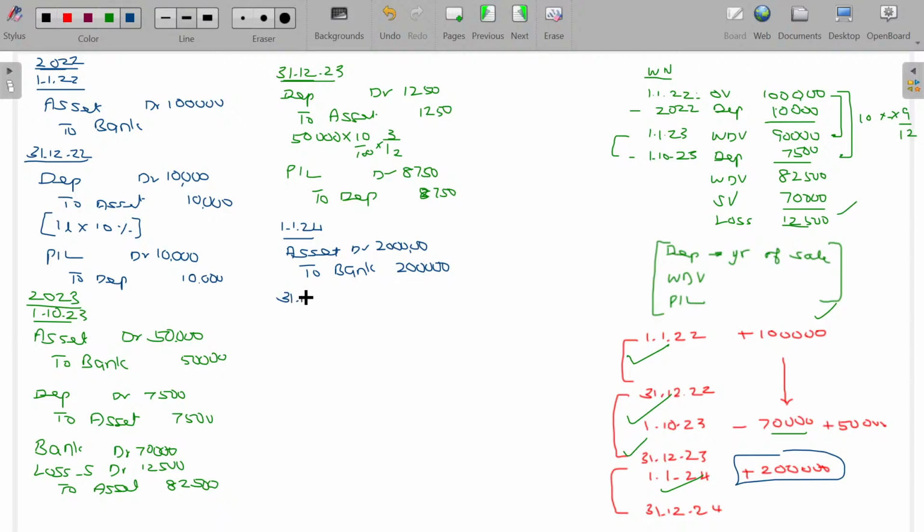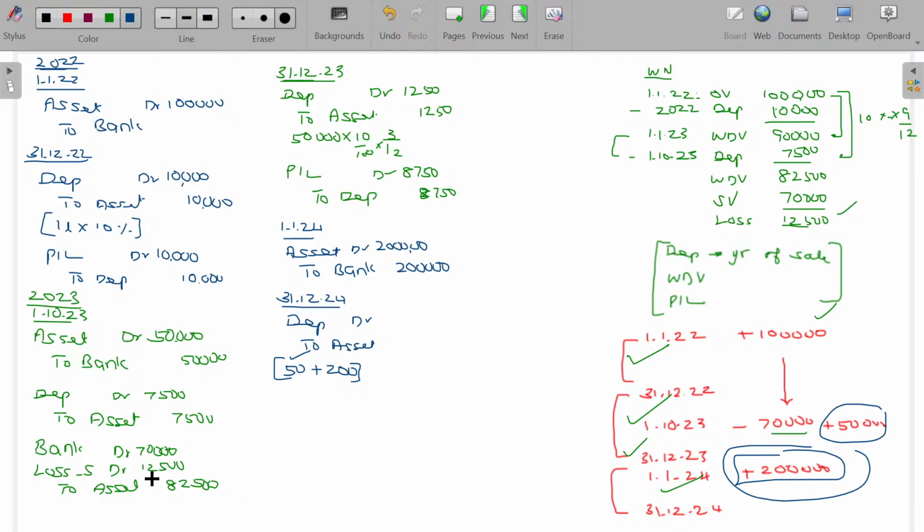Last date of the year, 31st December 24. You have to again calculate the depreciation on the assets you hold. So depreciation account debit to asset. How many assets do we have? We have this asset as well as this asset. We have 2 assets. Both the assets were used for the entire year. 150,000 worth asset, another 200,000 rupees worth asset. Both the assets used for the full year.